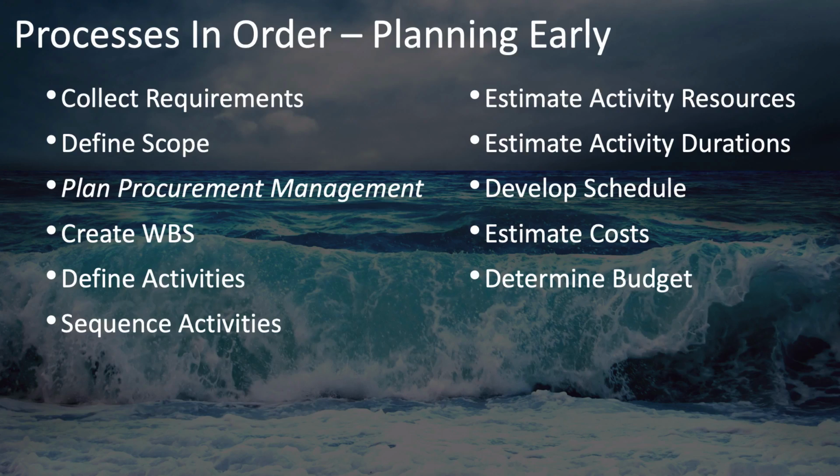Now, plan procurement management could happen as soon as right after define scope, or it could be after create WBS, or you may wait until after estimate activity resources, because that's when you'll have a clearer picture on which resources you have internally and which ones you'll need to acquire from outside of your organization. Or you might even wait until after you've estimated your costs and determined your budget, so that you know how much money you have and whether or not you can procure what you need, or if you need to take a different approach or strategy to your procurement.